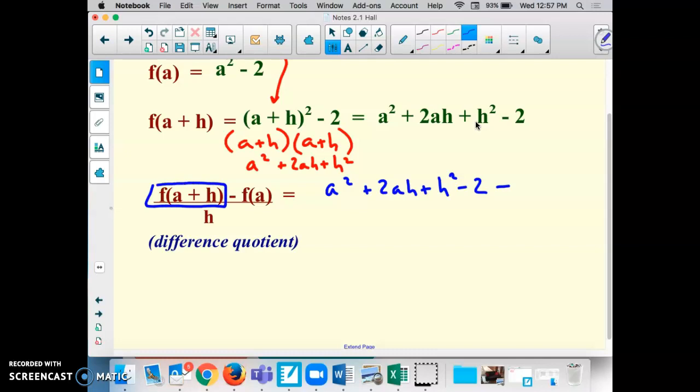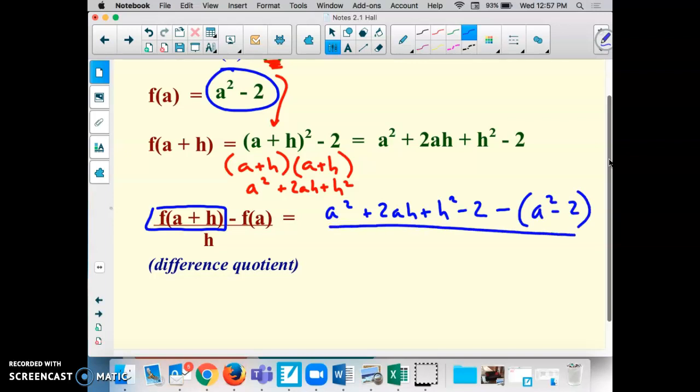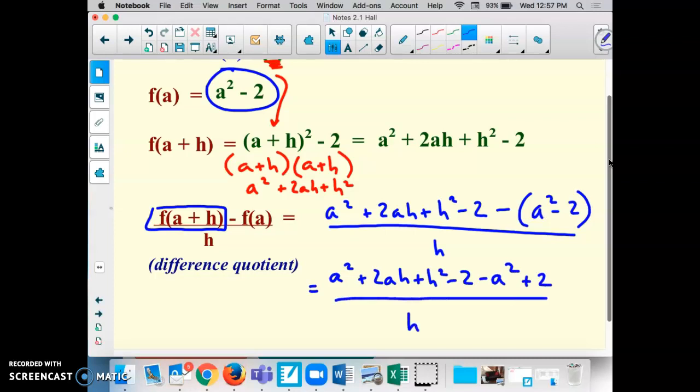Minus f of a. f of a was the very first one that we did up here, which was a squared minus 2. Now you've got to be careful here because it's minus. You've got to put that a squared minus 2 in parentheses because we're going to distribute that negative. It's all divided by h. Let's keep on cleaning this up, okay? We've got a squared plus 2ah plus h squared minus 2 minus a squared plus 2, divided by h. I just distributed the negative.